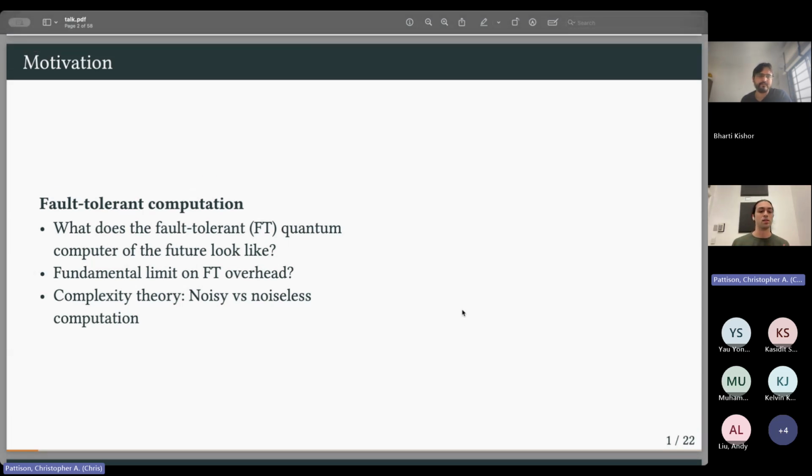In general, I want to know what a large fault-tolerant quantum computer of the far future might look like. And there are some other fundamental questions, like what is the fundamental limit on the overhead of quantum fault tolerance? What's the best that we can do in terms of resource usage? Additionally, when it comes to very shallow circuits, there may be some complexity theoretic implications, where noisy and noiseless computations start to differ quite dramatically, once you look at sub-logarithmic depth complexity classes for circuits.